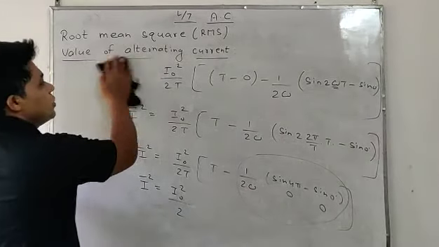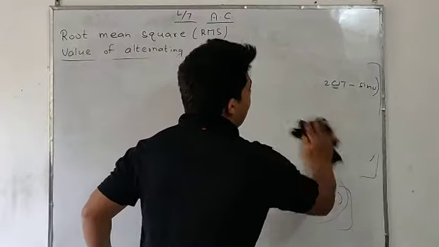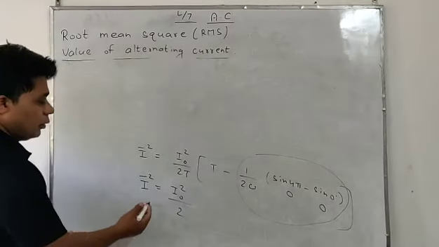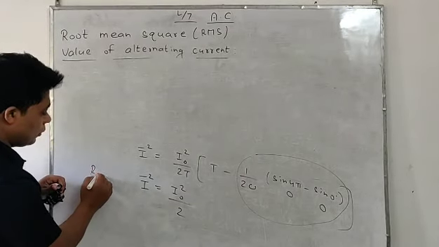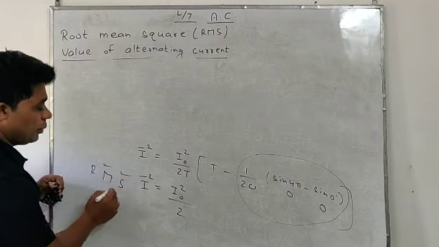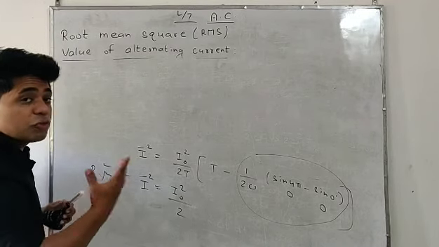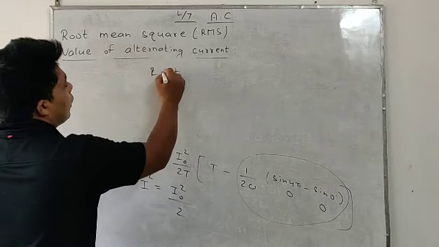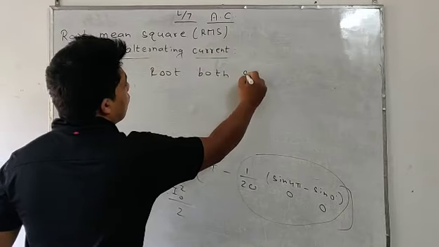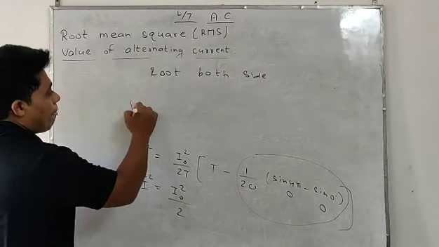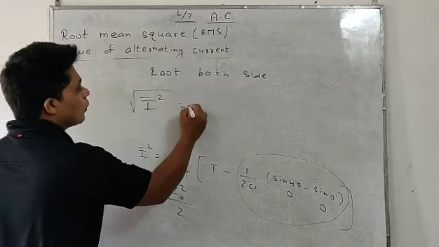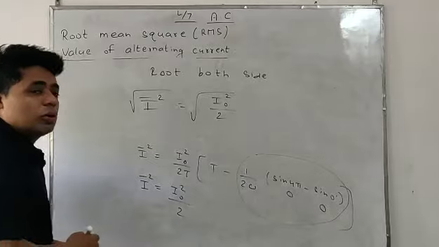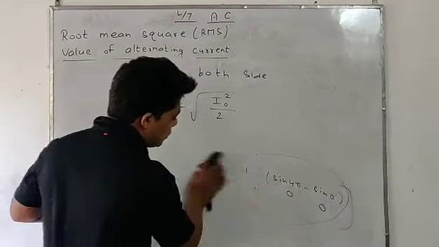Okay. So now students, finally, till this step we did square and mean. Remaining is what? Root, because we have to find the RMS value. So taking the square root on both sides, what will we get, students? This is the sign of root and this is I naught square by 2. We took root on both sides. So this is the complete RMS.